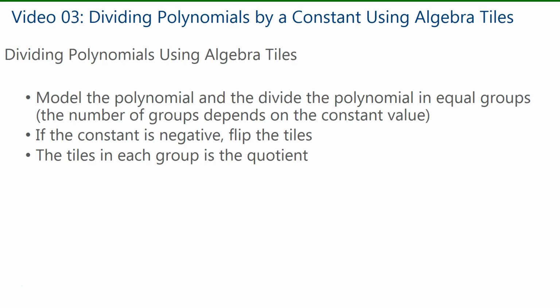Now if the constant value is a negative number, we will then flip the tiles. And whatever tiles are in each group, that is the quotient.